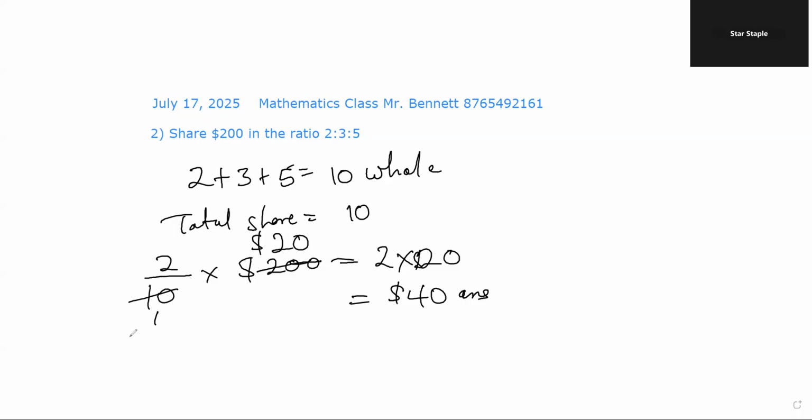Now 3 share. 3 share over 10 times 200 over 1. 10 into 10 goes 1 time. 10 into 200 goes 20. 3 times 20 is 60.